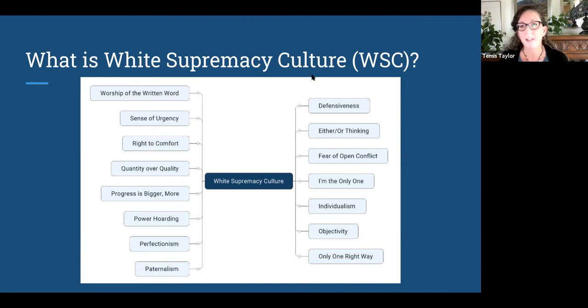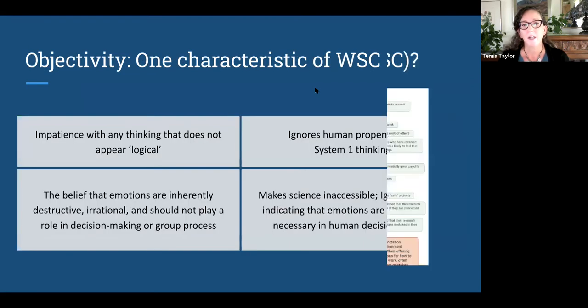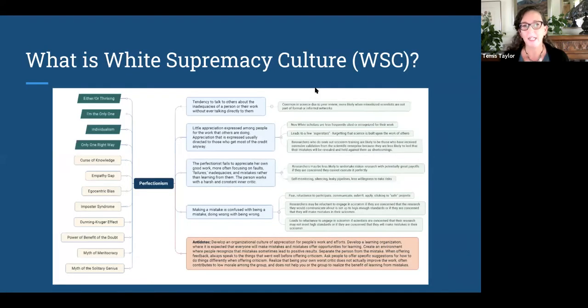Can we go to the next slide? White supremacy culture is embedded in scientific institutions. It's pervasive, and so it can be difficult to see and name, and this makes it particularly challenging to address.